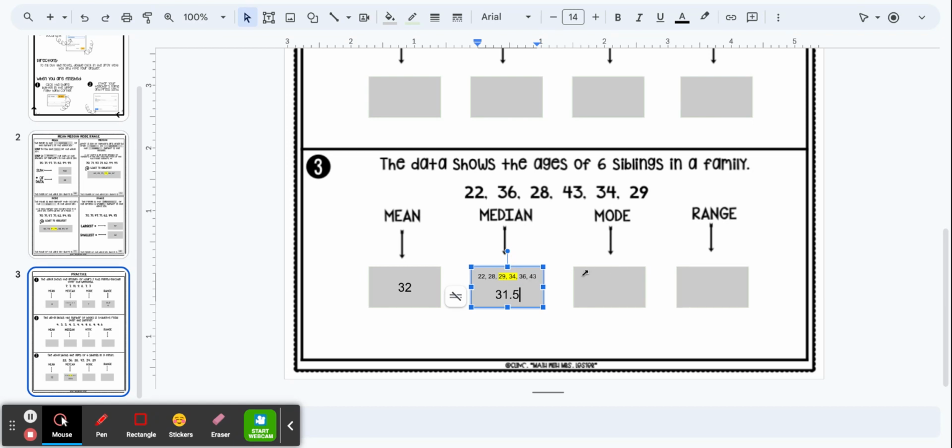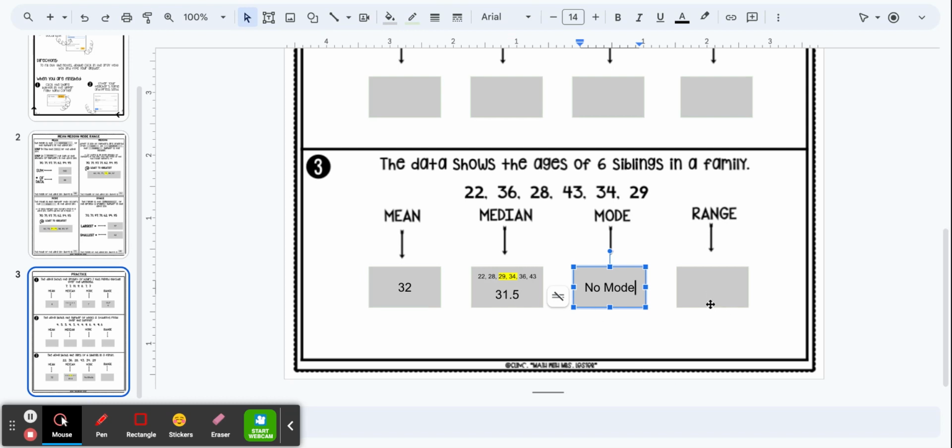Okay, moving on to mode. So if we look at mode, we know mode is the number that appears the most. We have our numbers in order here already, so we don't need to rewrite them. But it doesn't look like we have a number that repeats. So remember, whenever you don't have a number that is listed more than once, we just write that there is no mode. And that's fine to have as an answer if there is truly no mode.